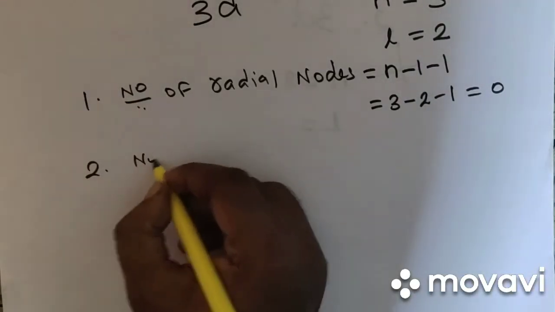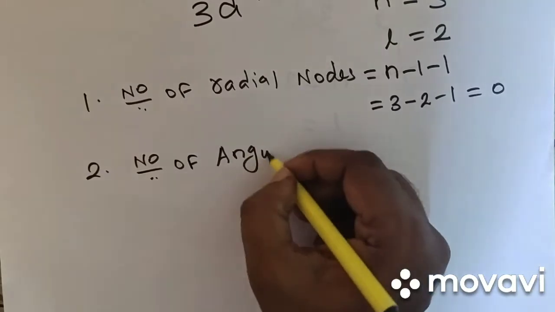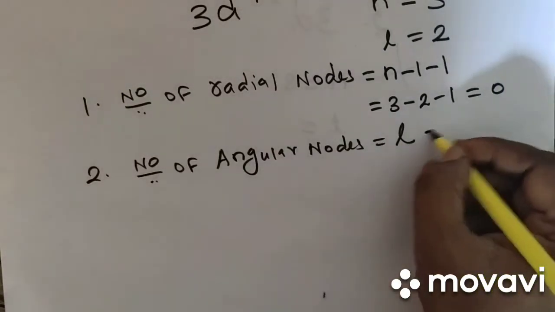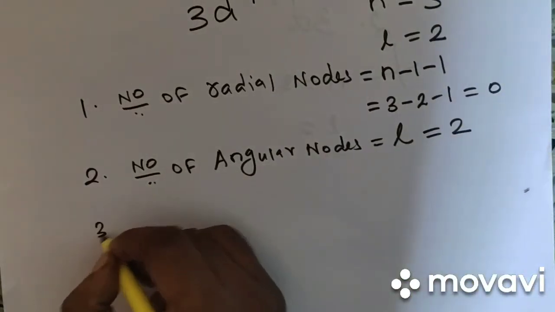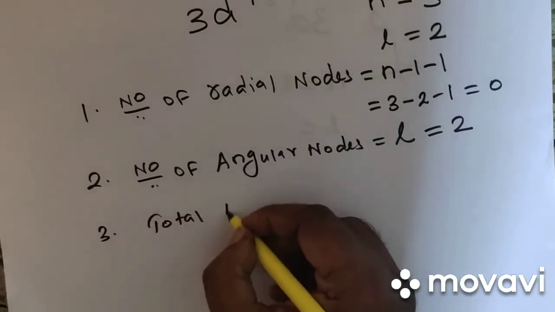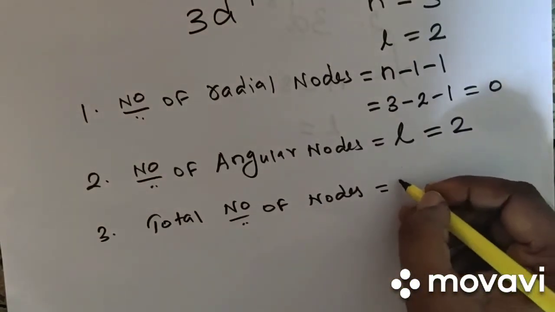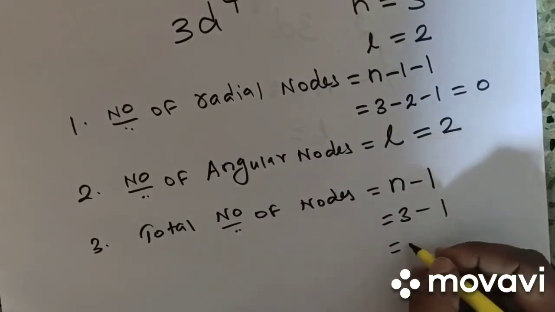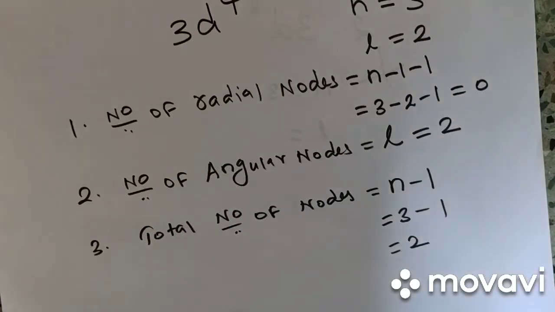Second one, number of angular nodes. Equal to l. The l value is 2. So the number of angular nodes is equal to 2. Third one, the total number of nodes is equal to n minus 1. The n value is 3 minus 1. The answer is 2. Number of radial nodes is equal to 0. Number of angular nodes is equal to 2. Total number of nodes is equal to 2.